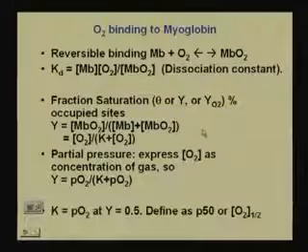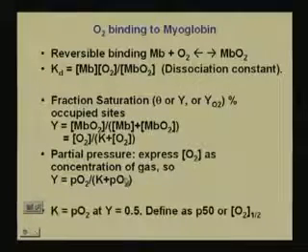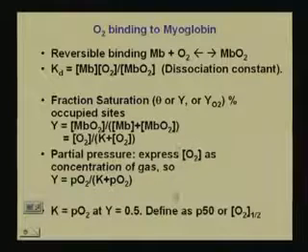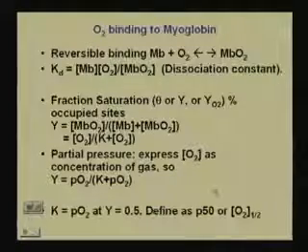So what do we have? We have a specific dissociation constant that we have defined, and we have a fractional saturation that has been defined, and we know that this fractional saturation will be 50% when the K value is equal to the PO2.